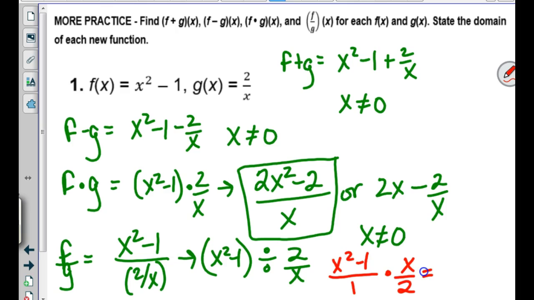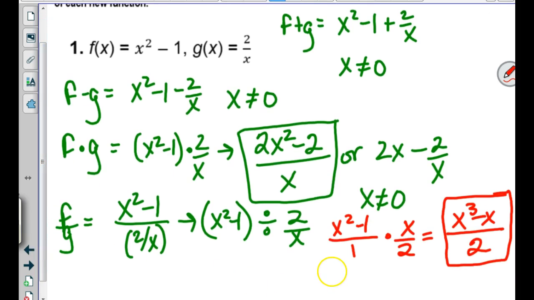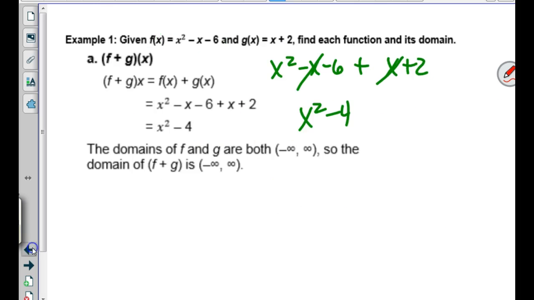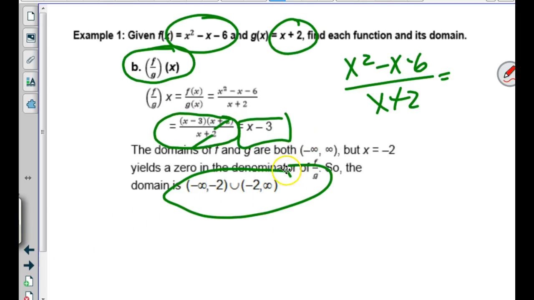If we distribute that, what will we have? x cubed minus x over 2. Now, any domain restrictions? Yes, because the original function said x could not be what? Let me go back and double check this. Just like how this one at the end just said x minus 3, but the domain still could not include negative 2.